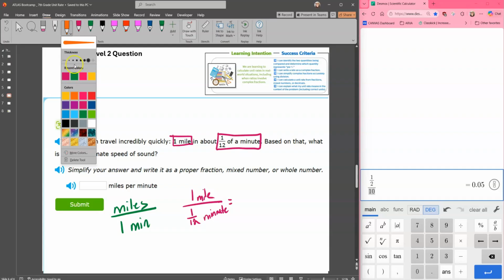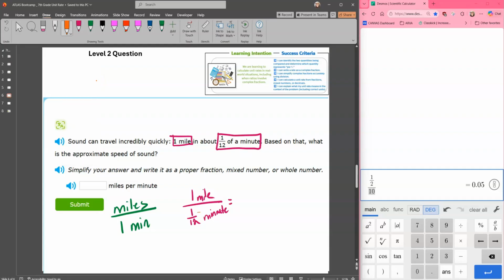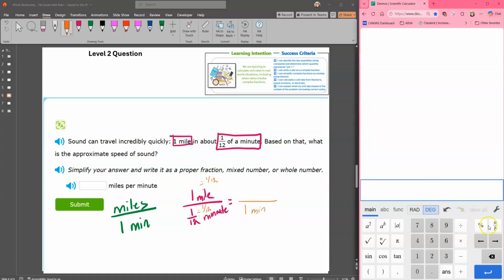Anything divided by itself is 1. So 1/12 divided by 1/12 is going to equal 1 minute. If I do it to the bottom, I have to do it to the top to keep it equivalent. So I have 1 divided by 1/12. Not doing that in my head. I'm going to come over here to my calculator.